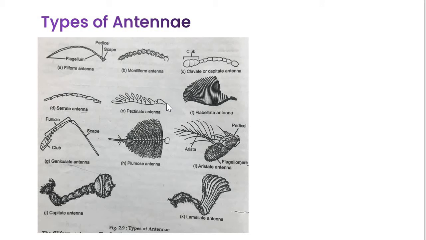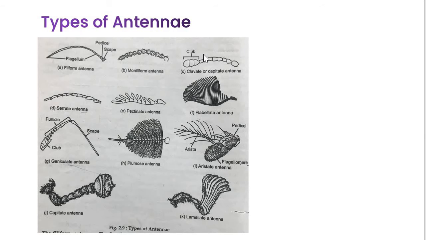Now the next type is the clavate antenna. Here you can see the clavate antenna. In the clavate antenna, the successive segments of the flagellum become gradually broader, giving rise to a club-shaped form of antenna. You can see a number of segments at the apical, or anterior, region of the antenna, which form a club-shaped structure. That is why the name given is clavate antenna. Clavate antennas are commonly found in butterflies.